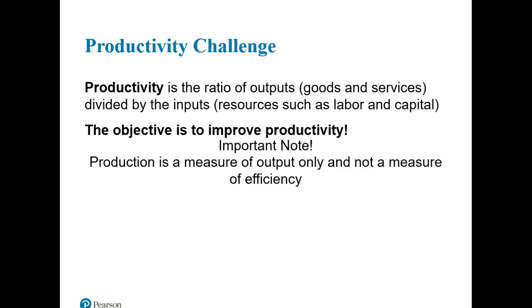And this slide goes over that productivity is the ratio of outputs, goods and services, divided by the inputs. So just make sure you get that. There will definitely be questions on this. You're going to need knowledge of this for the subsequent skills for the rest of the course. So please pay attention to this slide. And the objective is to improve productivity. Important note: production is a measure of output only and not a measure of efficiency. You may see that again. Maybe, maybe not.